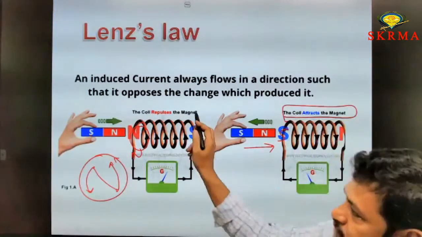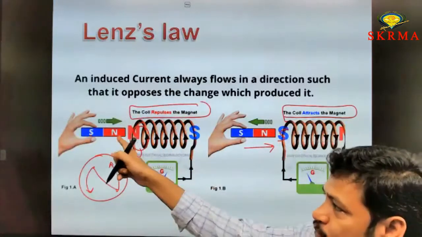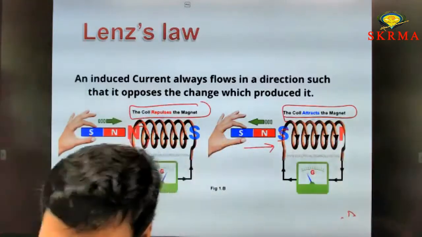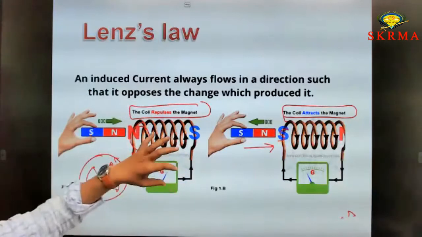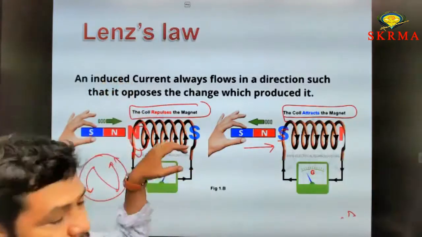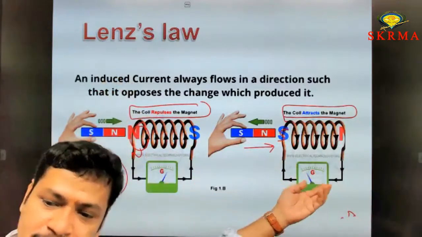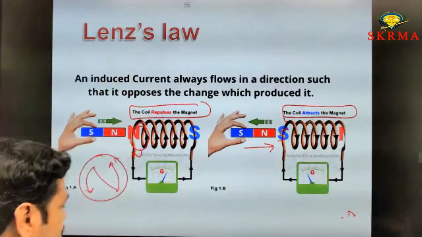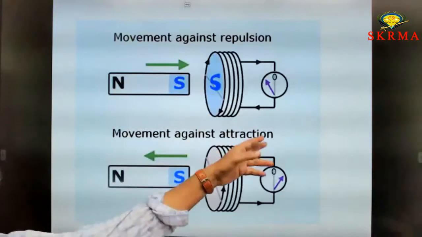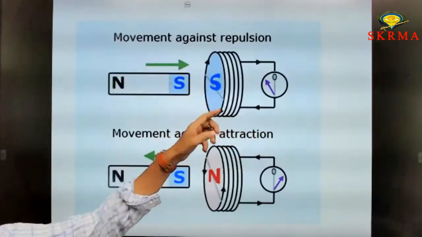In the first case, the coil repels the bar magnet, because the north pole is moving towards the coil. This is the basic explanation of Lenz's law. We can also explain it using the south pole. Here we explained based upon the north pole moving towards the coil and moving away from the coil. In the same way, we can explain when the south pole moves towards the coil. This is a coil, and the south pole is moving towards the coil.